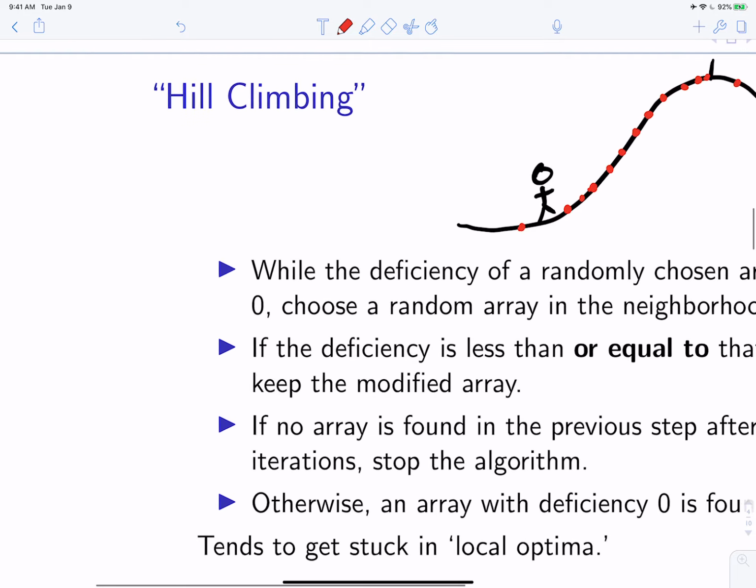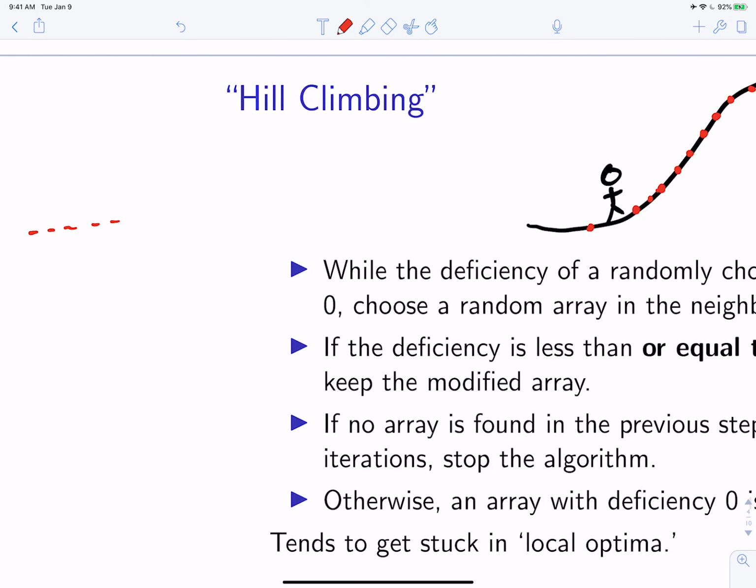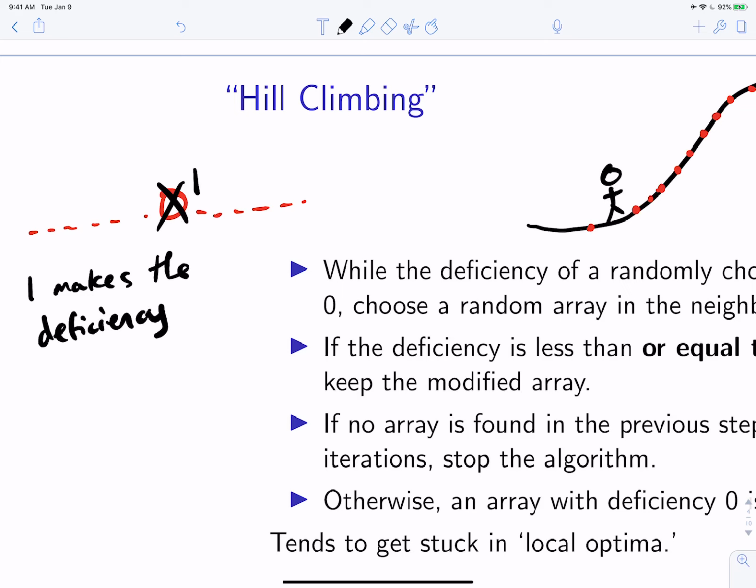So if we have some row right here where there's a 0 in it, and I say, no, I want that to be a 1 instead, but the 1 here makes the deficiency go down, which of the two values should I put there? Should I put a 0 there or make the deficiency go up? If the deficiency goes up, should I keep the 0 there or the 1 there?